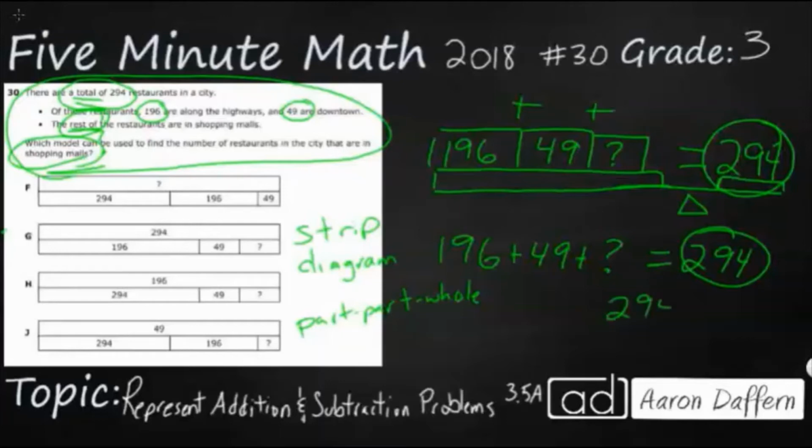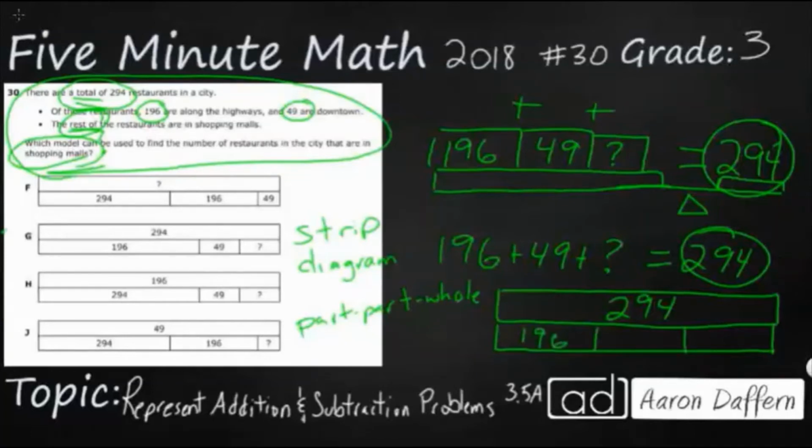That's how we do a strip diagram. So we're going to put this right here. That represents everything, and then underneath it, we already know we've got three chunks. Sometimes they try to make them proportional. Sometimes they don't. I'm not going to worry about it this time. I'm just going to say 196, 49, and then question mark.